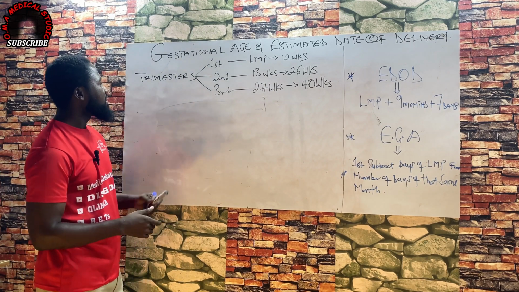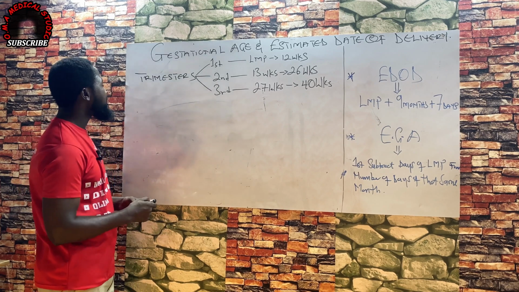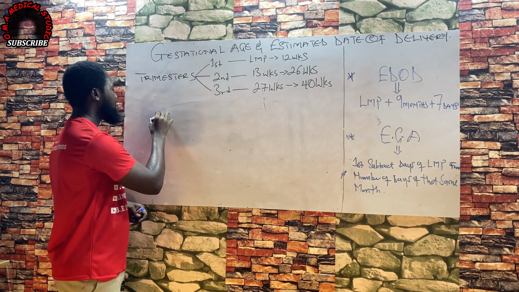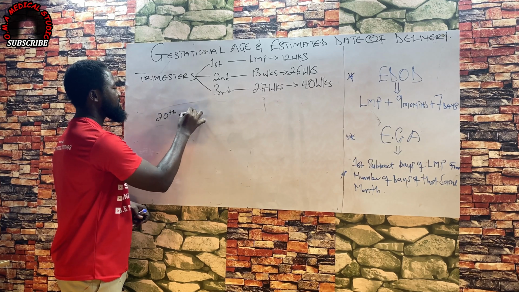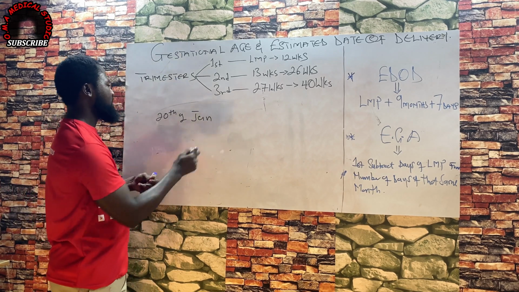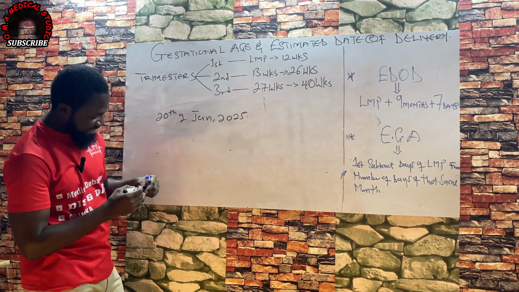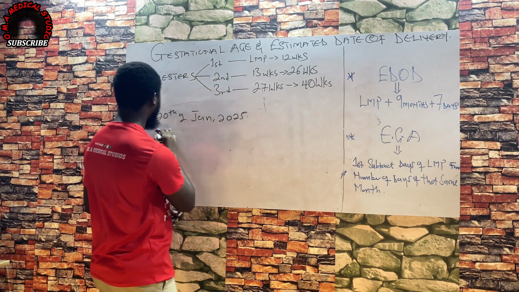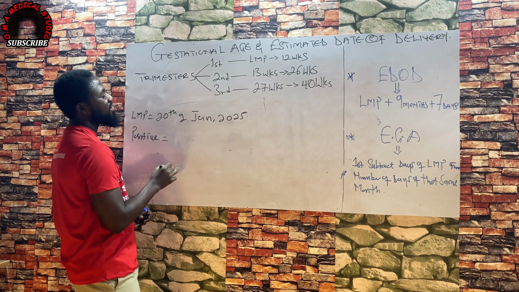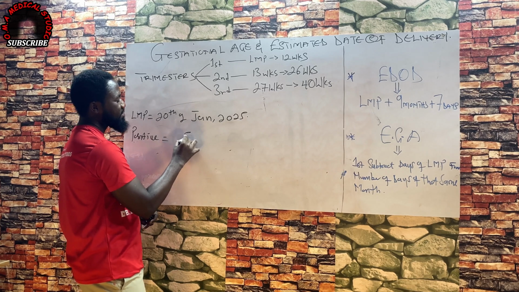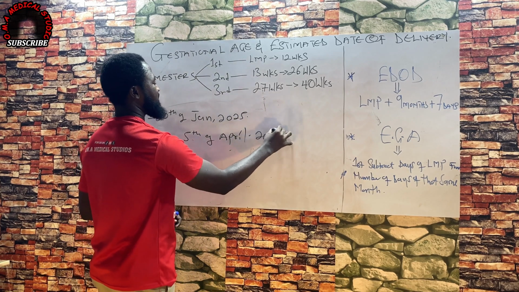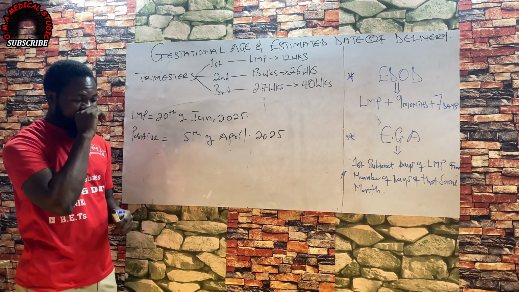Okay, so let's take another example. We are in April, right? Let's take a person who had a last menstrual period on the 20th of January 2025, and then tested positive for pregnancy on the 5th of April 2025. Now I want to know the estimated gestational age of this particular person.